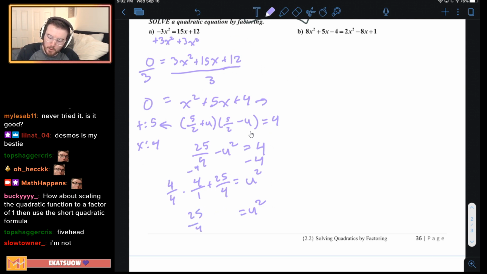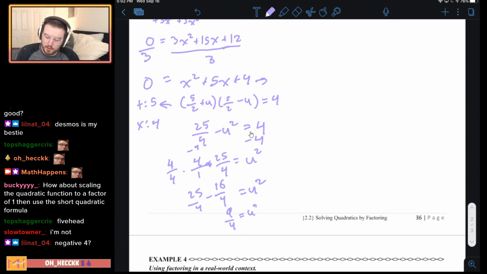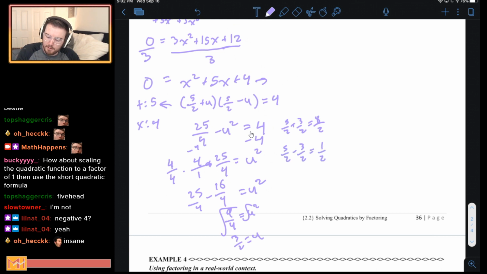Ooh, 25 fourths minus 16 fourths, which is 9 fourths equals u squared. Take the square root. I get 3 halves. So 5 halves plus 3 halves is 8 halves. 5 halves minus 3 halves is 1 half.